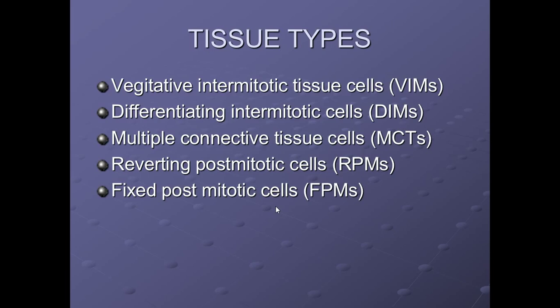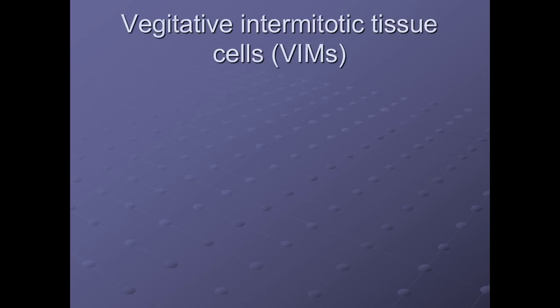So following on from those three factors that create a radiosensitive tissue, we're now going to be looking at the different tissue types that we can break this down into. So we've got vegetative intermitotic tissue cells known as VIMs, differentiating intermitotic cells known as DIMs, multiple connective tissue cells, MCTs, reverting postmitotic cells, RPMs, and fixed postmitotic cells, FPMs.